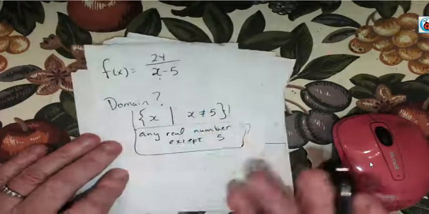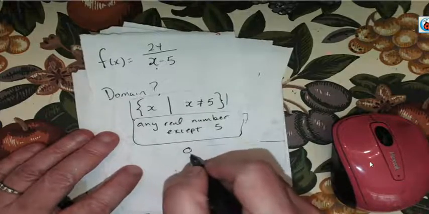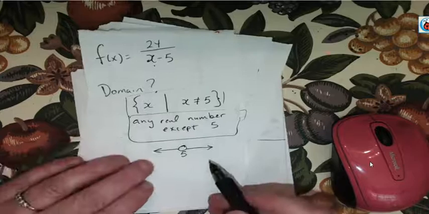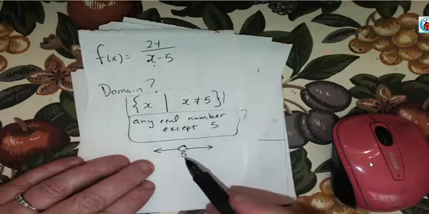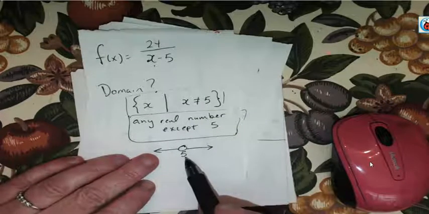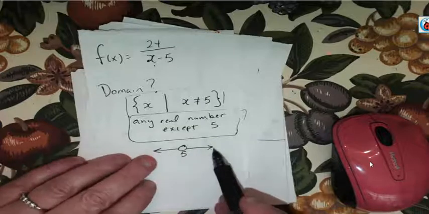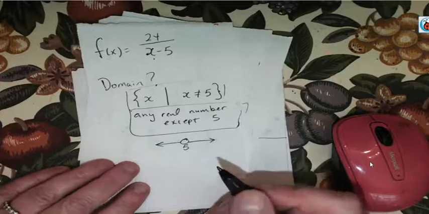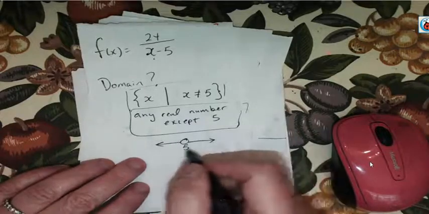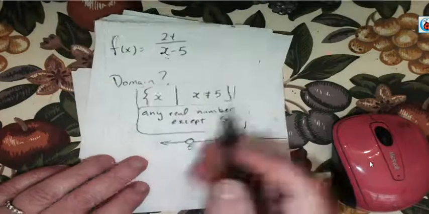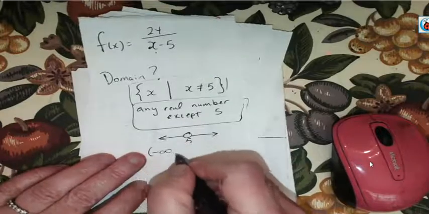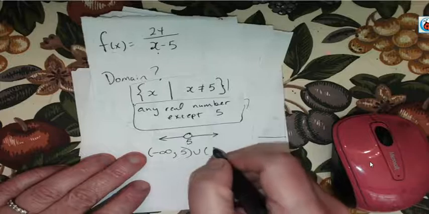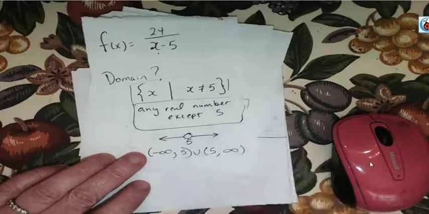What about a number line? You've all seen the number line, haven't you? So if I could express the domain as a number line, it would be this. See how 5 is left out, but everything else is included? Or I could do it in interval form. And what is interval form? x is anything except 5. Well, x can go from -infinity up to, but not including 5, and then anything bigger than 5.